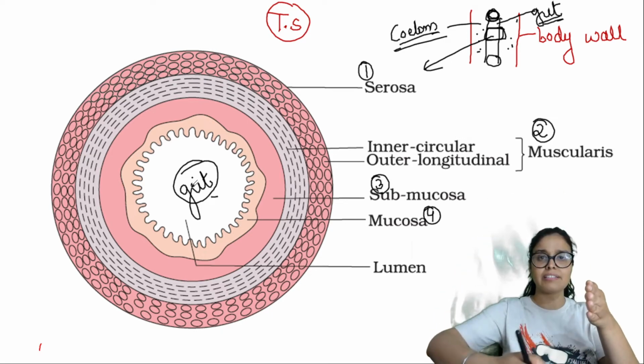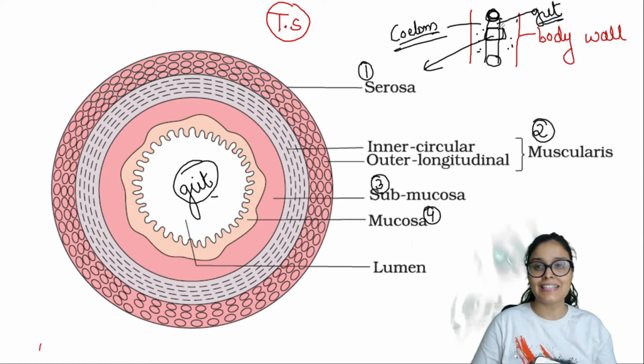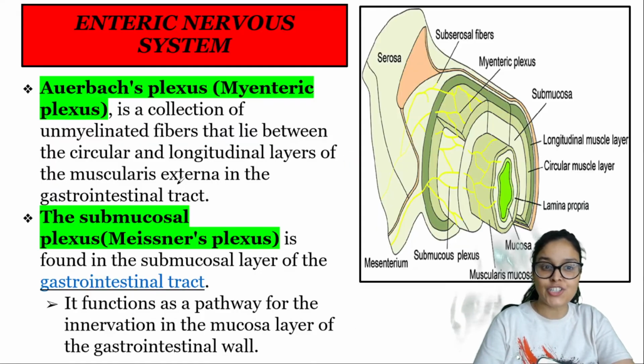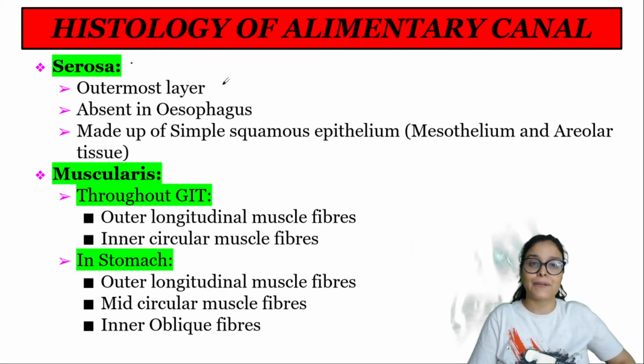So I have just cut the pipe and am seeing the pipe's transverse section, right? So I'll be seeing the transverse section of this pipe. This is the inner cavity, where food will be entering. I'll be telling you each and every part in a very, very detailed way. So let's start with the serosa part.